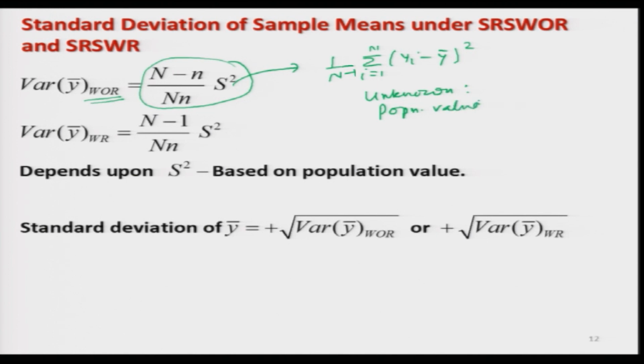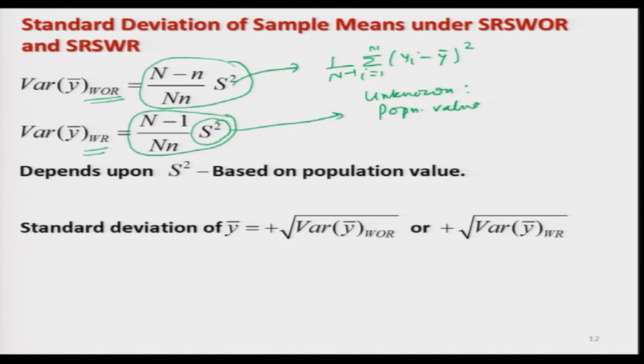And similar is the case if you are using simple random sampling with replacement, then your variance is given by (N minus 1) upon N into S square over small n, right? So capital S square is again going to be dependent on the population, and this value is unknown to us. Now, before I move forward, let me try to address one more issue.